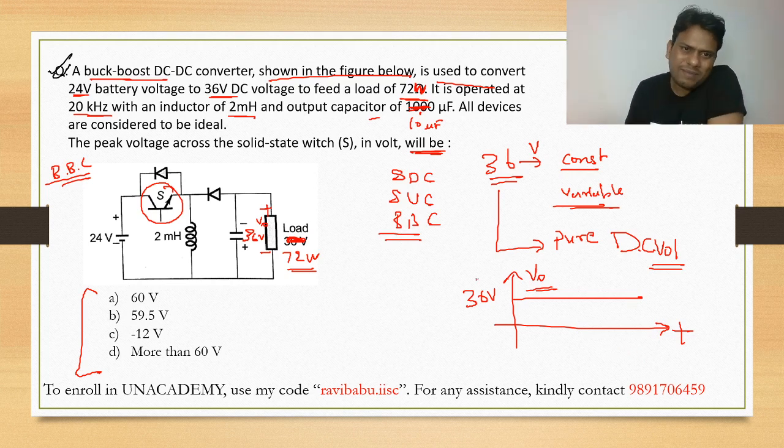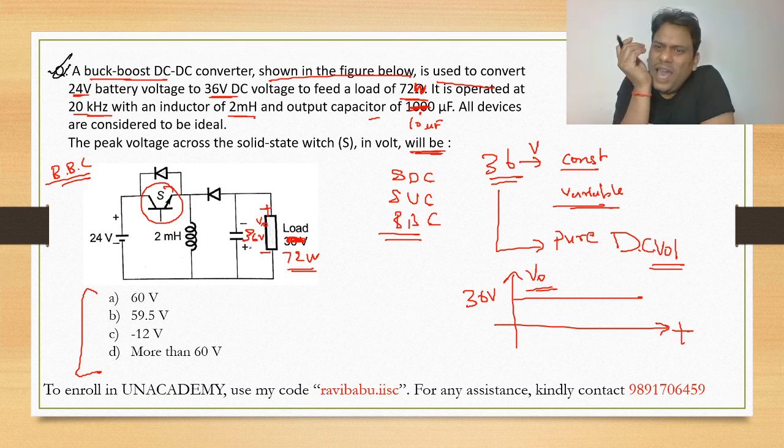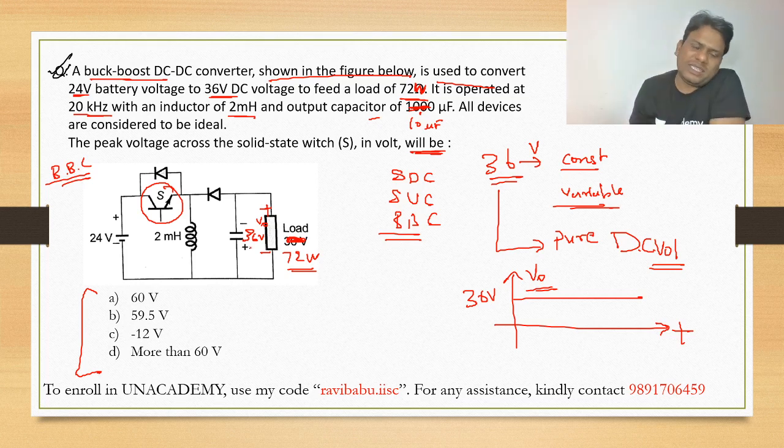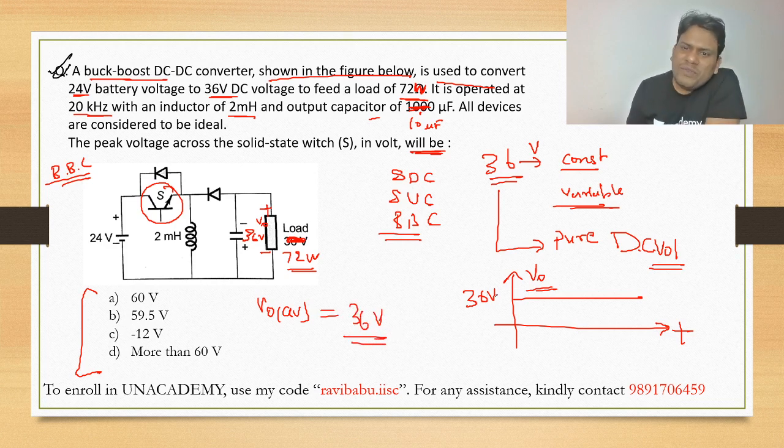Dear, see, 36 volt is the average voltage. As I told you, in the converter, whatever parameters are given, if they are not mentioning their units, you should consider those values only in DC terms. So this 36 volt is actually the average output voltage. Please mind it, everyone, V0 average is 36 volt. The V0 waveform will not look like a constant.